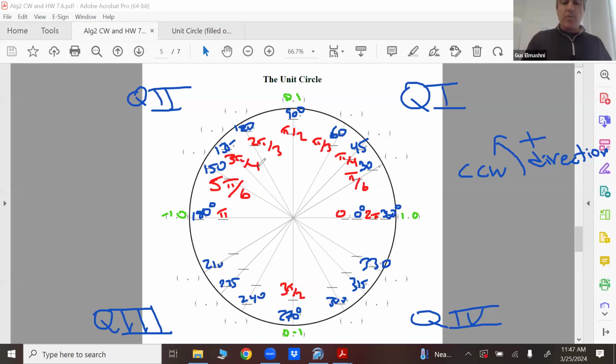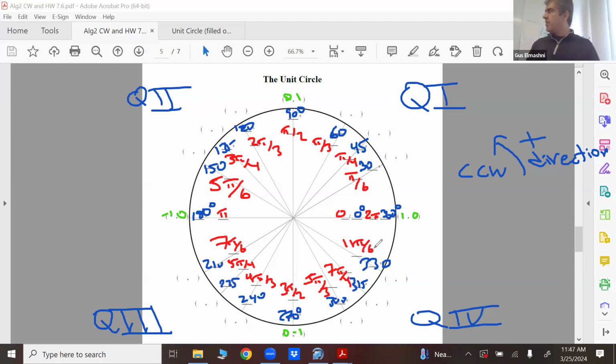That's all. So if I keep going, 210 is 7 times 30, 7 pi over 6. 225 is 5 times 45, so 5 pi over 4. 240 is 4 times 60, 4 pi over 3. 300 is 5 times 60, 5 pi over 3. 315 is 7 times 45, 7 pi over 4. 330 is 11 times 30, 11 pi over 6. Okay, so we're starting to get more of this now complete.